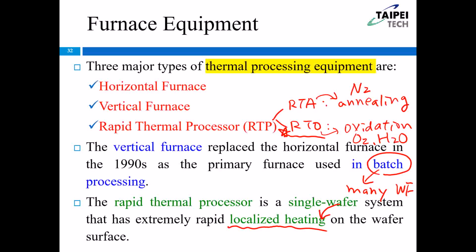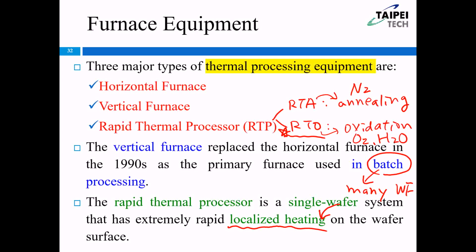Okay, let's begin our lesson. Last week we mentioned oxidation, and we mentioned the equipment for the oxidation will be the furnace. But not only the furnace, we also have another kind of thermal processing equipment. It will be RTP, rapid thermal processor.